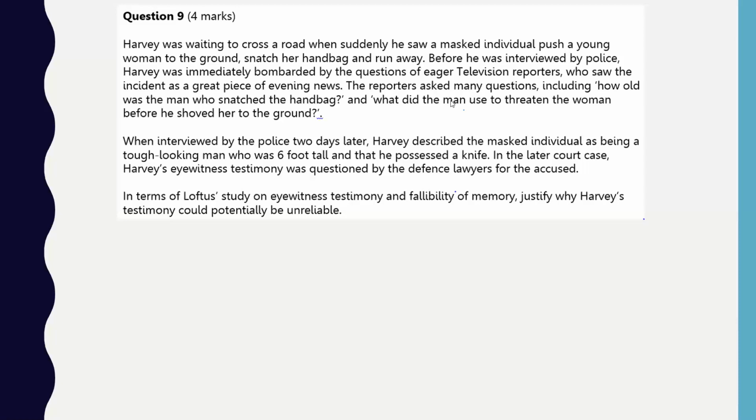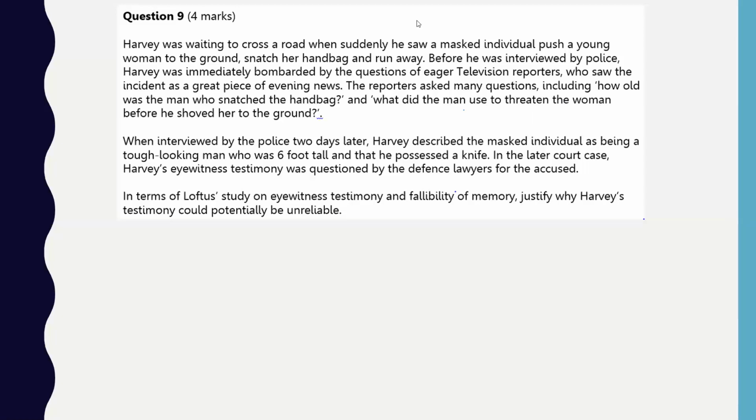And when they ask him, what did the man use to threaten the woman? It plants this false information that yes, the man did use something to threaten the woman before he pushed her to the ground. So what these two leading questions are doing is setting up Harvey to respond in a particular way, and they're setting him up to reconstruct or go back and change his original memory of what he actually witnessed with his own eyes.